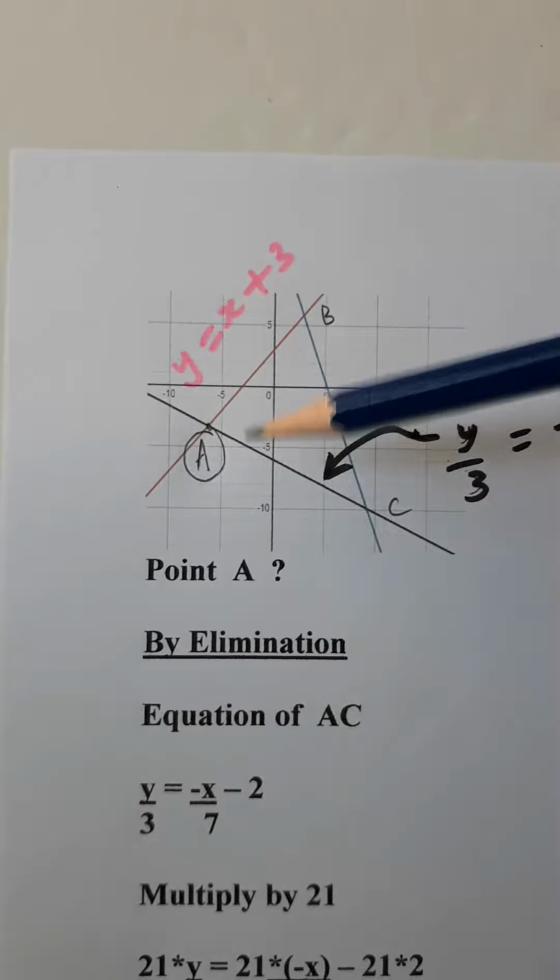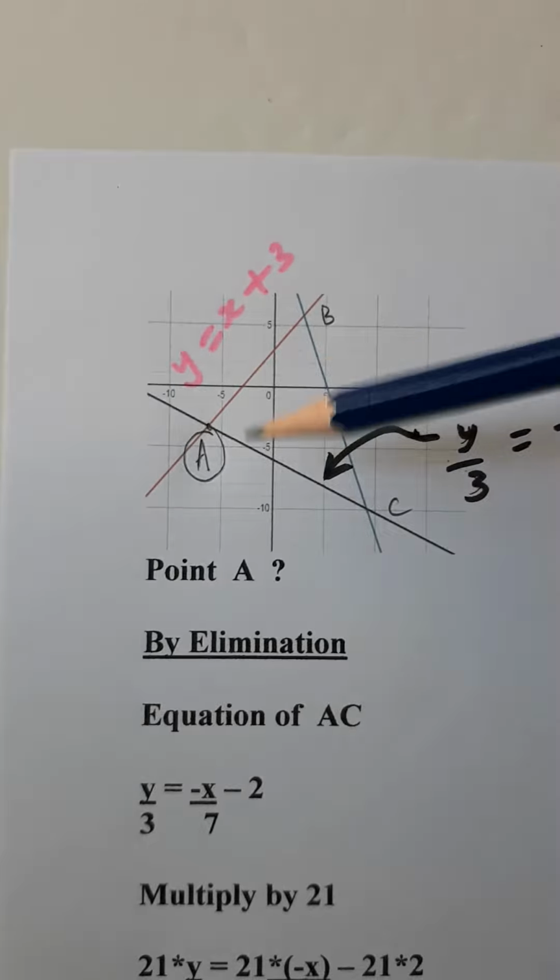3 and 7, we know the lowest common multiple is 21. In this case, 7 times 3 is 21. So we can multiply the whole equation, all the terms, by 21. So 21 here, 21 here, 21 here. Then 3 and 21 cancel and give you 7, 7y. 21 and 7 give you, when you cancel, 3. So minus 3x and so on.